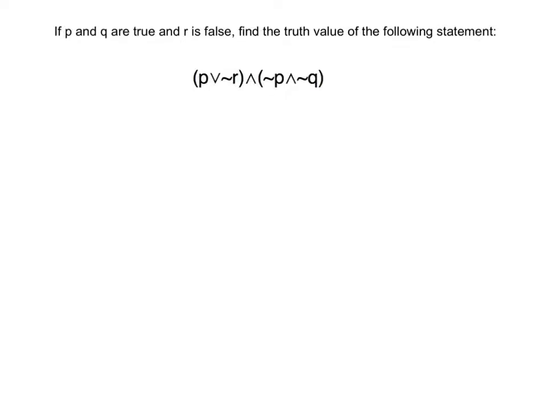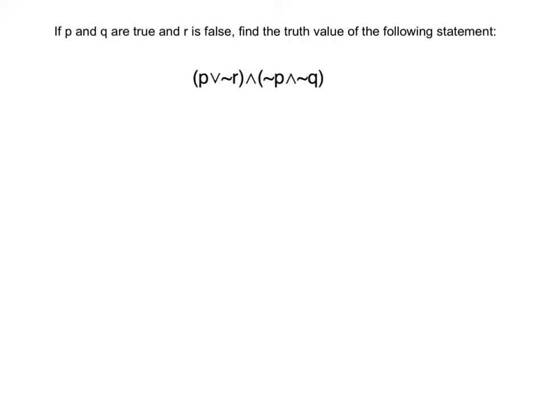Okay, let's look at another example of finding the truth value of a statement. In this one, we have P and Q being true, and we have R being false. And they want us to find the truth value of the statement (P or not R) and (not P and not Q). So again, the first thing we're going to do here is translate P, R, and Q into the values that we are given.